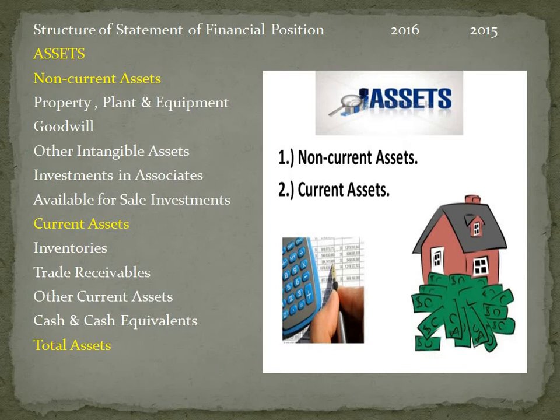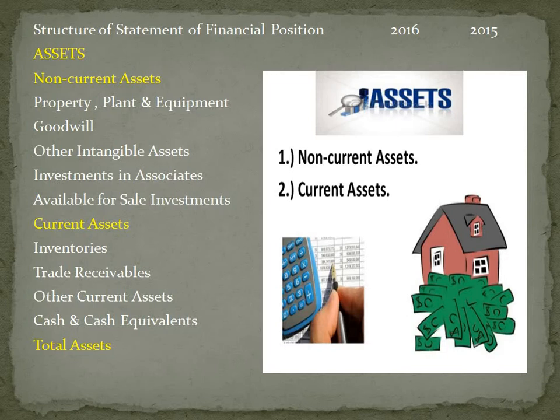Statement of financial position is further divided into three components: assets, liabilities, and equity. Assets are further divided into non-current assets and current assets. Non-current assets are assets which deliver benefits over the long term. Current assets are assets where benefits are realized within 1 year from the balance sheet date.